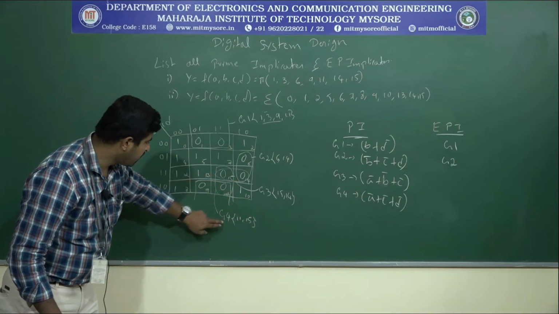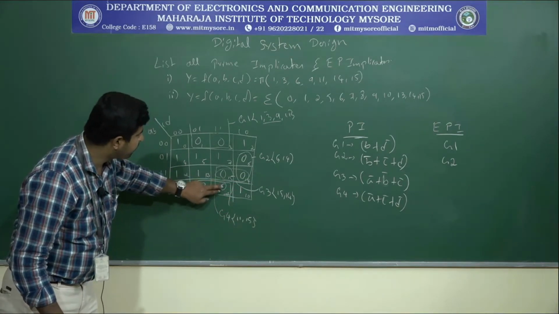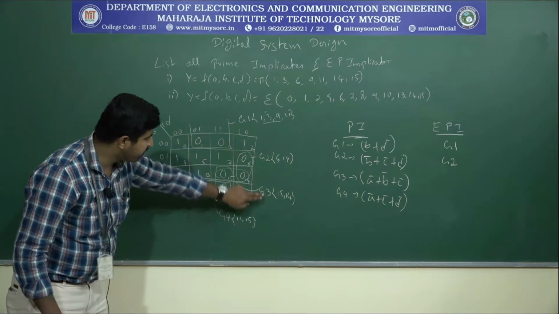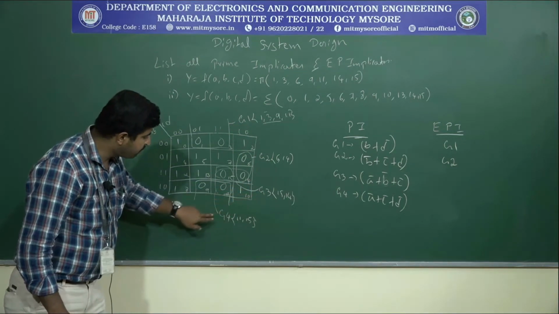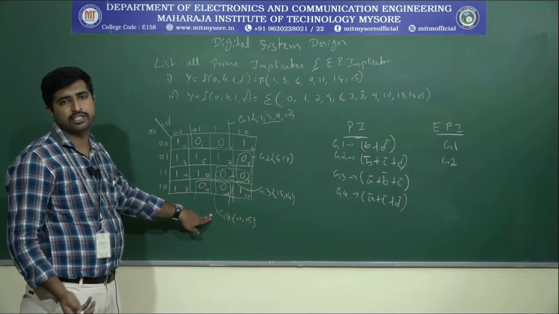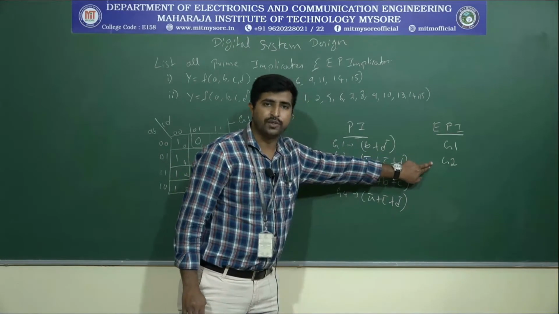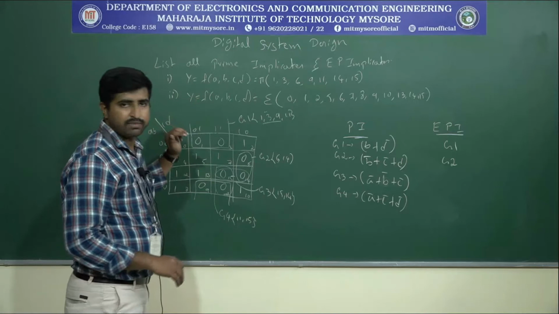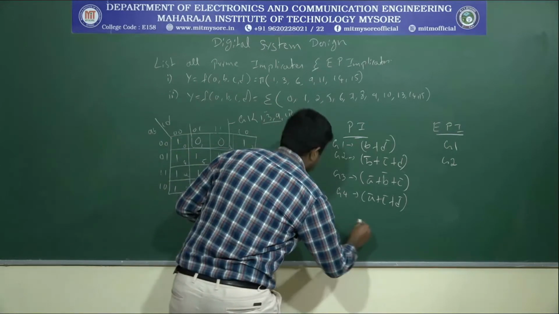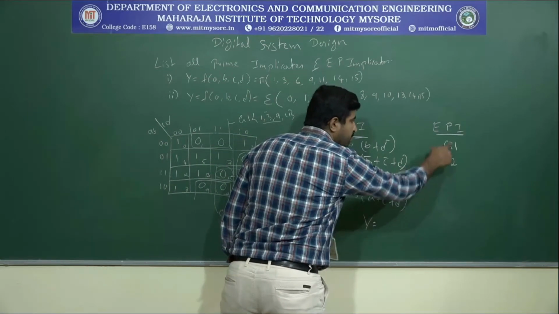So, group 3. Again, if you see group 4, it will be 11 and 15, where again 11 will be there, and 15 will be in this group also. So, that means G3 and G4 are not essential prime implicates. So, the essential prime implicates are G1 and G2. So, let us write the simplified expression for the given expression. So, the simplified expression, that is y equals, so it includes the G1 and G2 essential prime implicates.